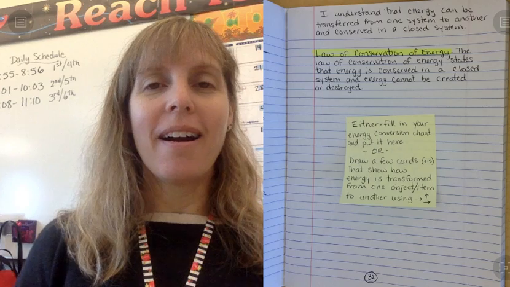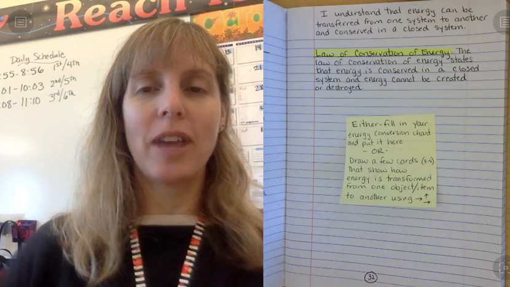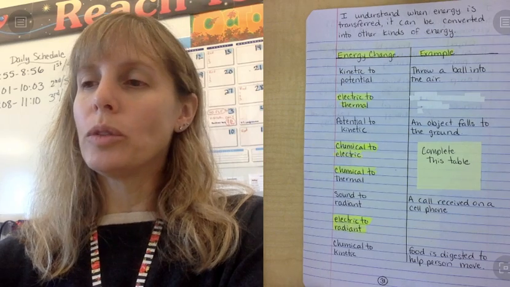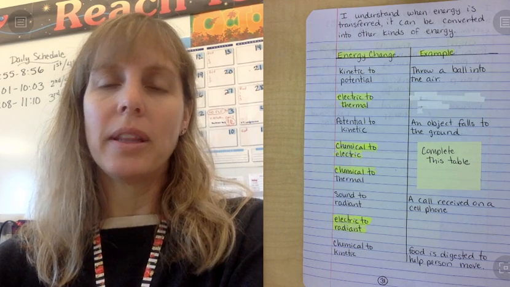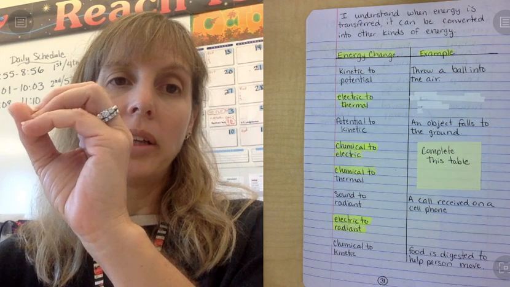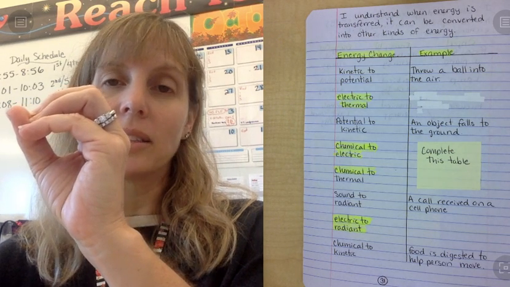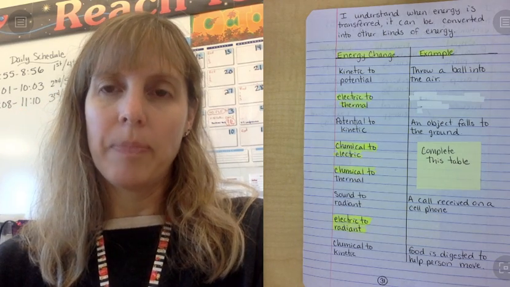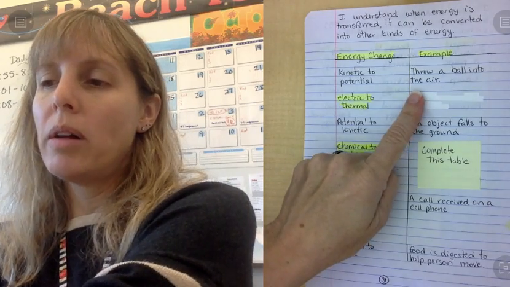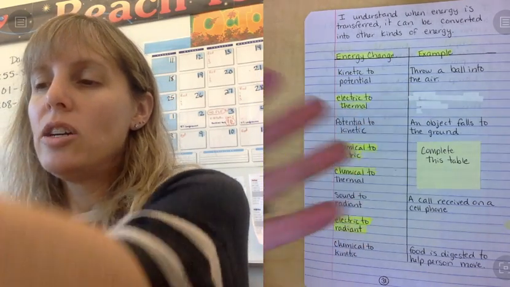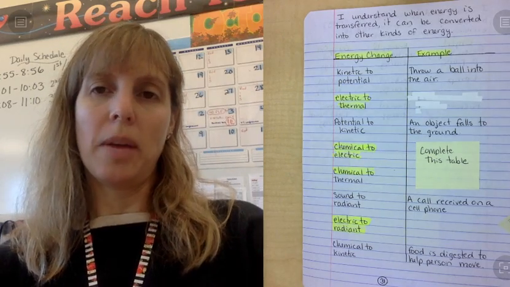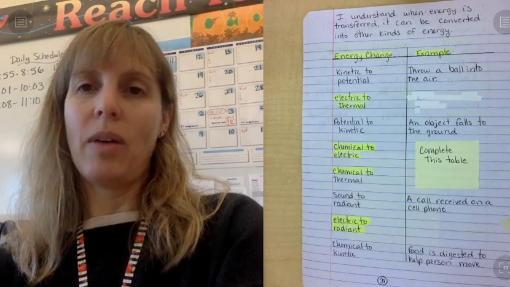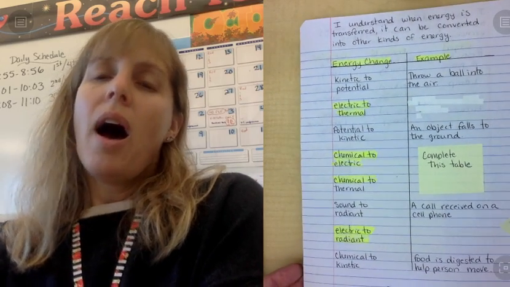Okay, today we are going to continue with the law of conservation of energy. Our last lesson, in case you didn't remember, I asked you to look at when energy is transferred and how it gets converted into other kinds of energy, like when you throw a ball into the air. In the air, when it's paused, it has potential energy, and when it moves, it has kinetic energy. But this one in our notebook here says throw a ball into the air. So the throwing is the kinetic energy, and then when it pauses when it's up, it's potential energy. So then I asked you to fill in all of these, and I did a video and we reviewed those answers. All right, so energy changes.